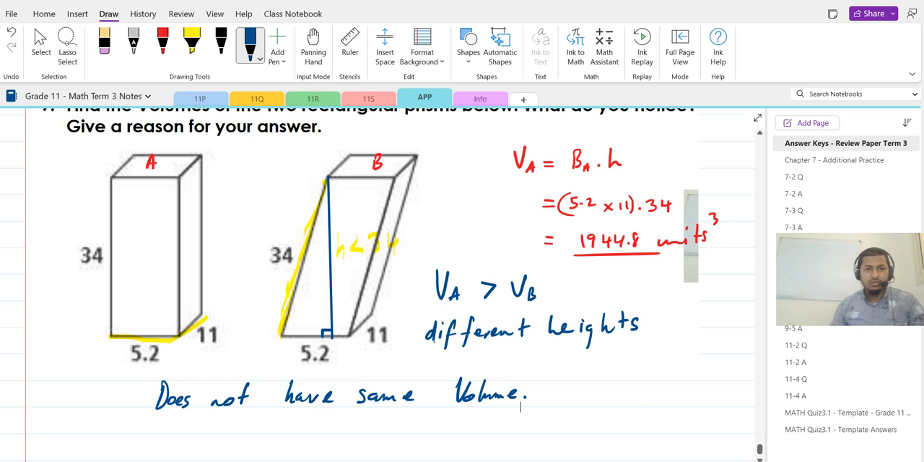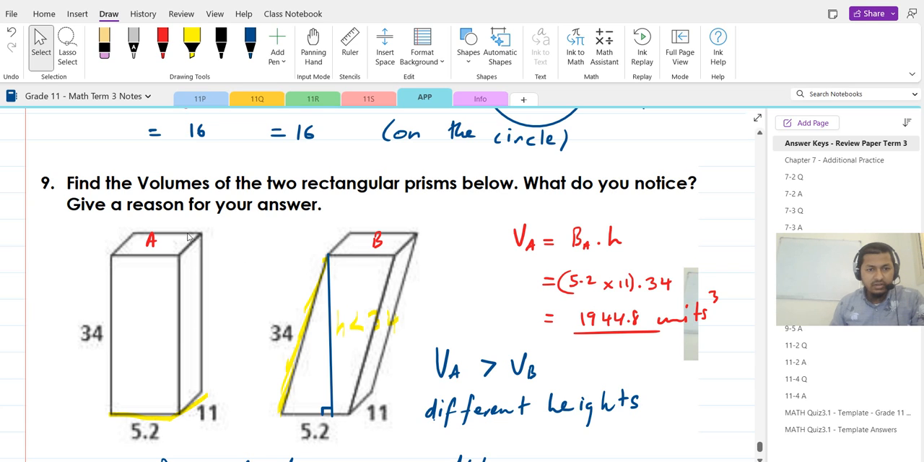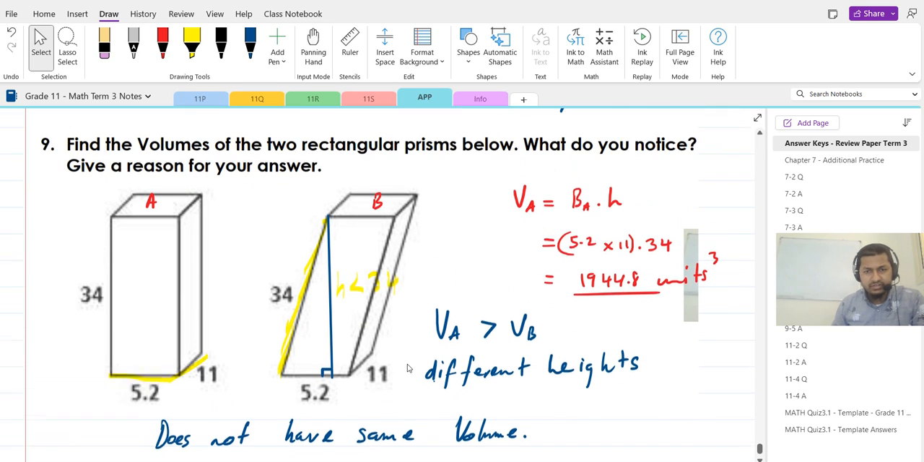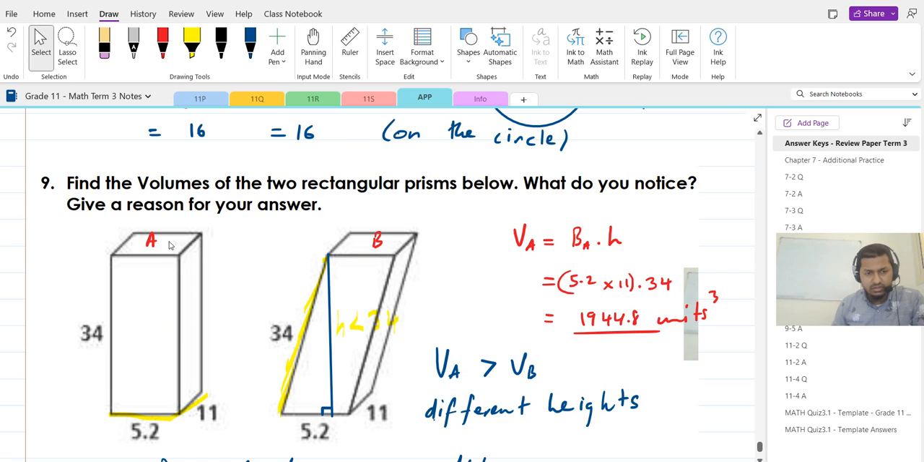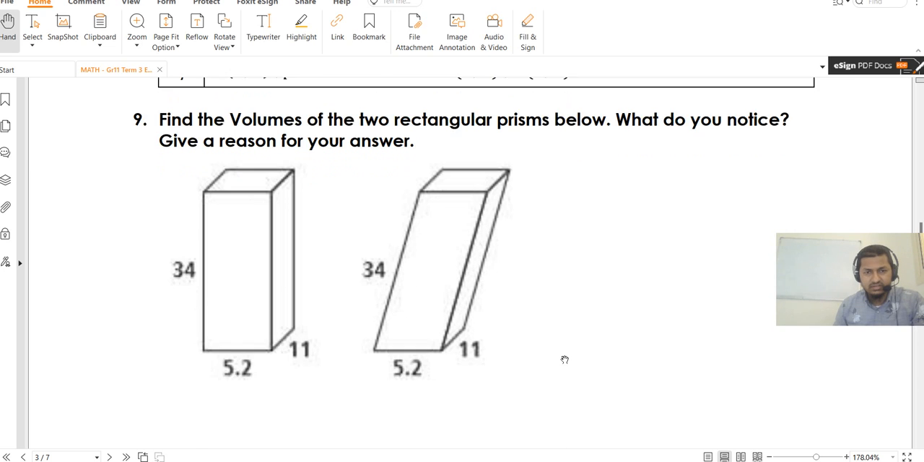Right, that's all we can say. It has different heights, does not have same volume. That's my conclusion. Find the volumes of the two rectangular prisms below. You can see the volumes are different. What do you notice? It has different heights. That's my notice, and give a reason for your answer. Volume A is greater than volume B because it has different heights. So you can explain yourself.